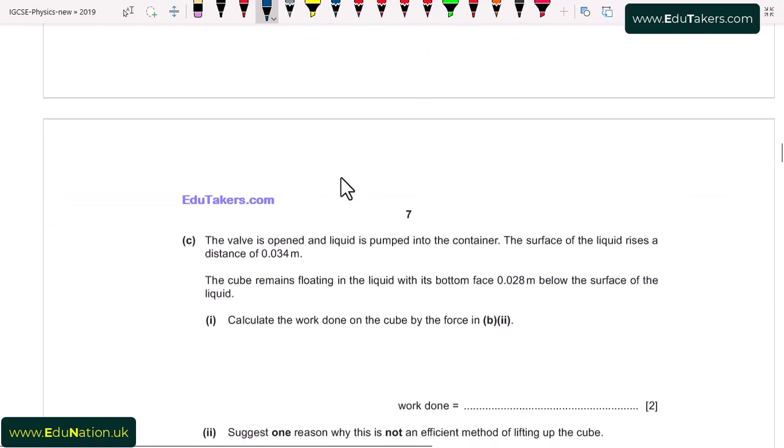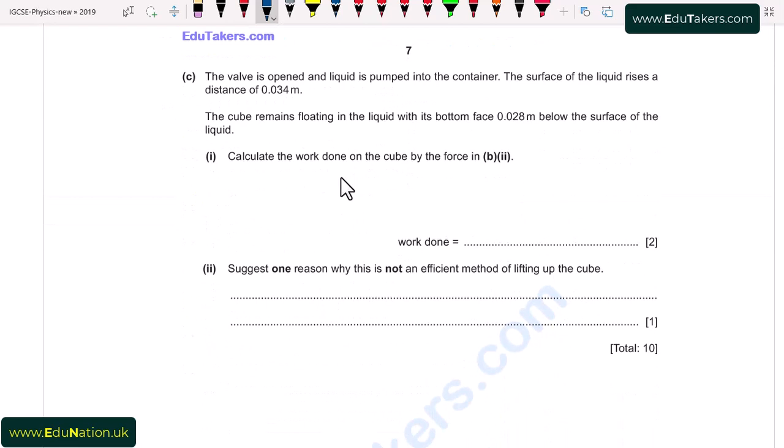Going towards the next part, part C. The valve is opened and the liquid is pumped into the container. The surface of the liquid rises a distance of 0.034 meters. The cube remains floating in the liquid with its bottom face 0.028 meters below the surface of liquid. Part 1. Calculate the work done on the cube by the force in B. Part 2. So here we have to calculate the work when a force is given in part B2 that we already calculated. So we know that work is the product of force and distance.